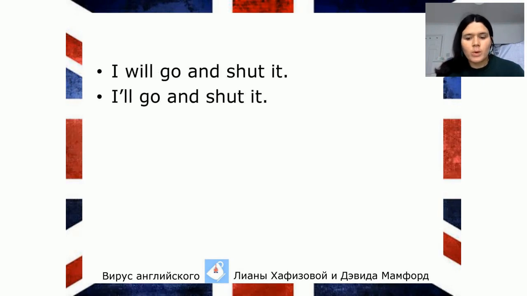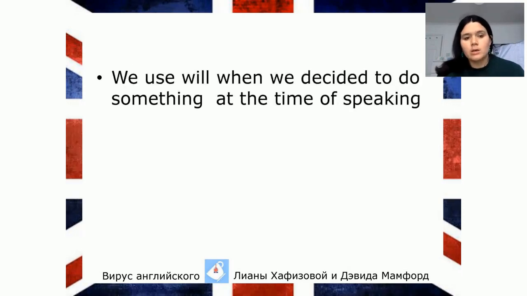So, what we've just done, one of the situations when you need to use future simple is when you've decided while you were talking. Does it make sense? If yes, please put 5 on the chat. I'm sure you know other examples like will you marry me, but today we'll do something that probably you haven't heard before. We use will when we decide to do something at the time of speaking.